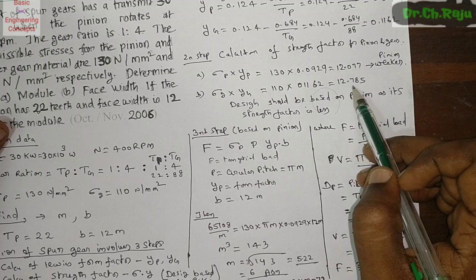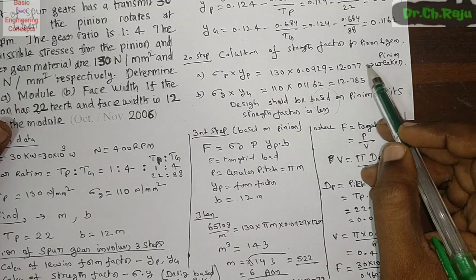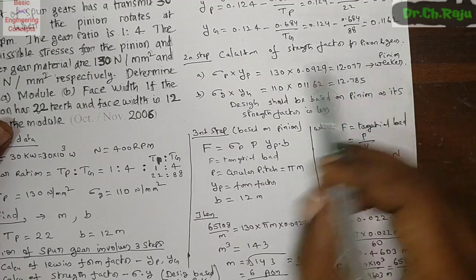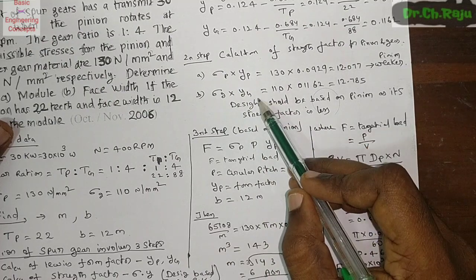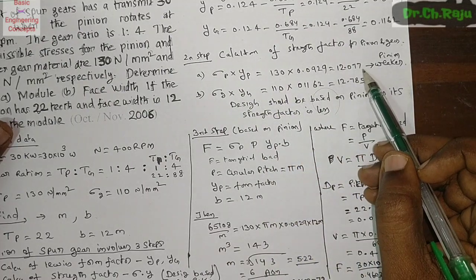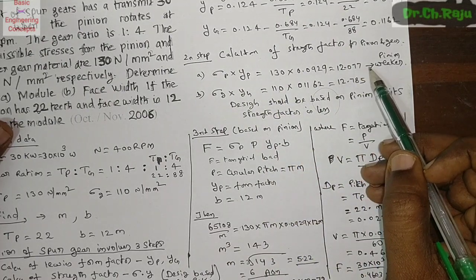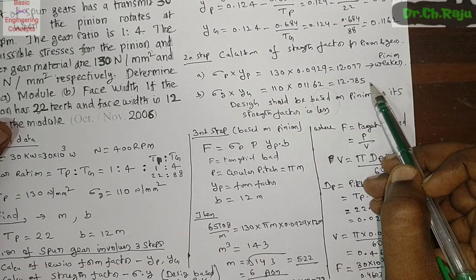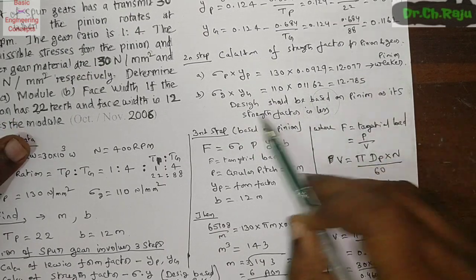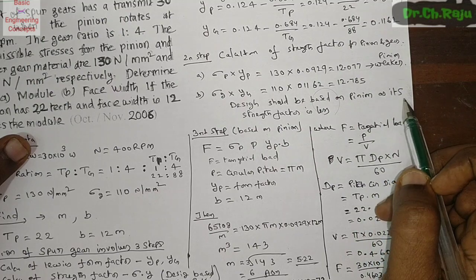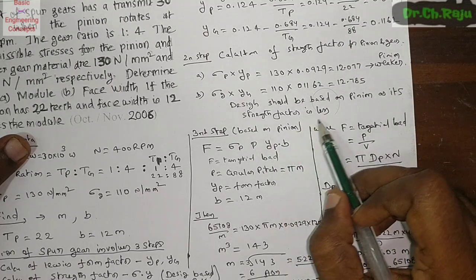Here the value is 12.78. So here the strength factor value for the pinion is less than the strength factor value of the gear. That's why the design should be based on the pinion, as its strength factor is less.